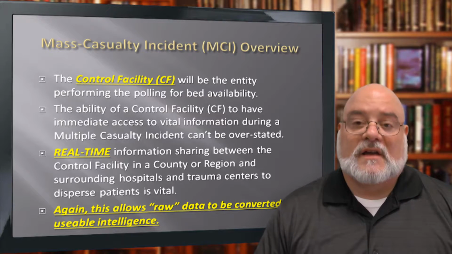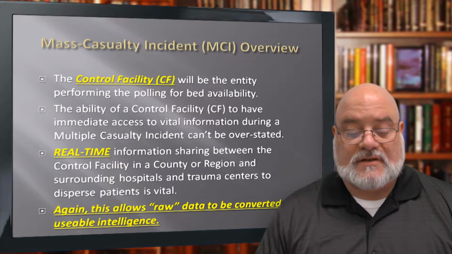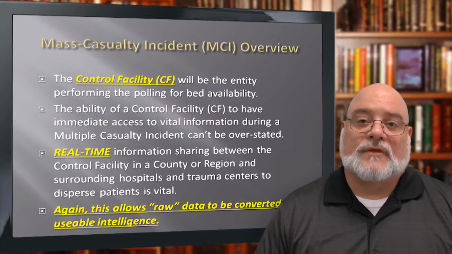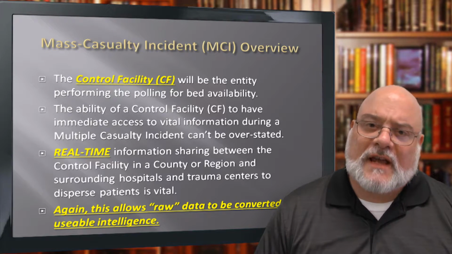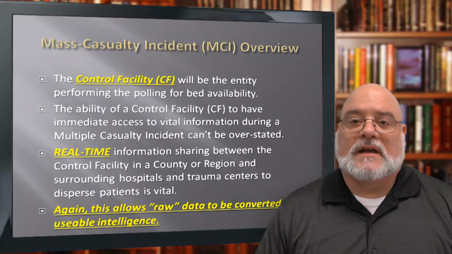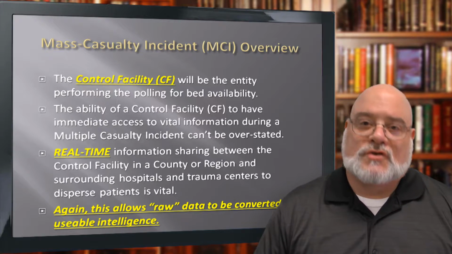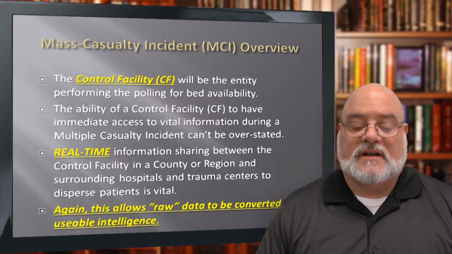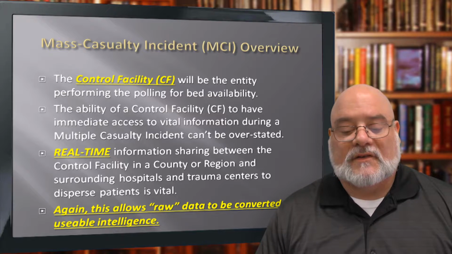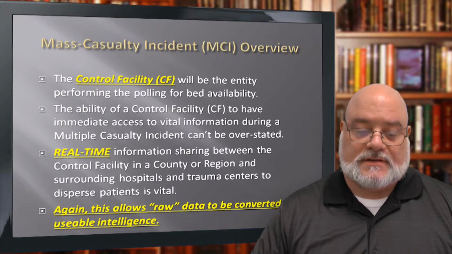In this case, it was Butte County, and the surrounding hospitals and trauma centers were a dispersal of all these patients, because you just can't bring all the patients to one facility, because all you're doing is bringing the, quote, disaster, unquote, from one location to the hospital if all these patients ended up there. Again, this allows raw data to be converted into usable intelligence.